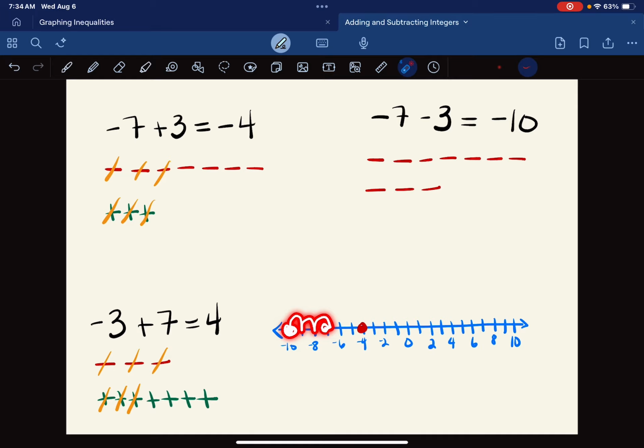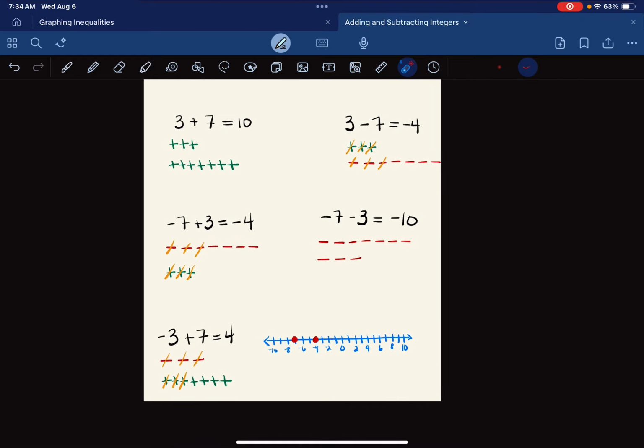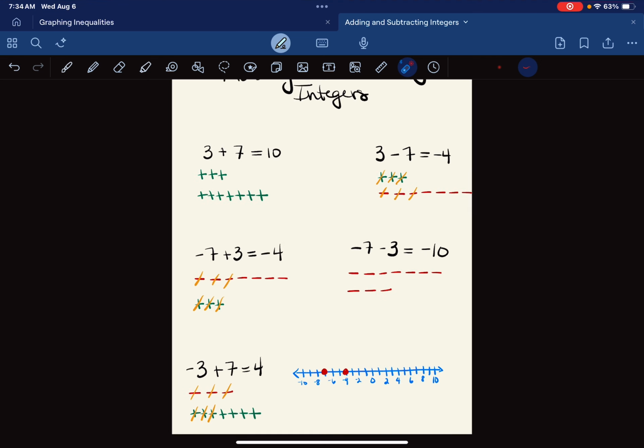So it doesn't matter if you like the number line method or if you like drawing out the plus and minus signs. Hopefully, the more that you practice this, the faster that you will get at adding and subtracting integers.